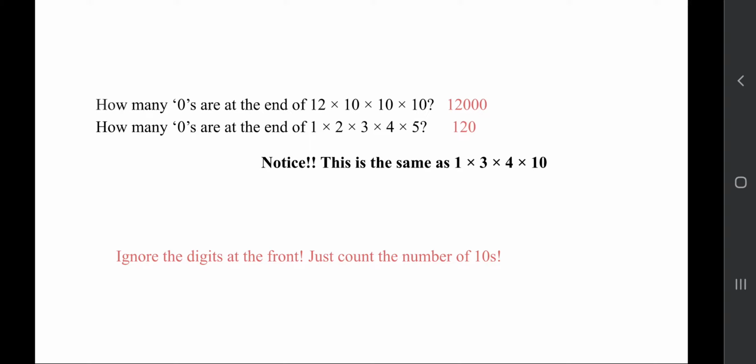Notice! 2 times 5 is still 10. So the whole expression is actually the same as 1 times 3 times 4 times 10. There's still a 10, it's just hidden. And this 10 has been broken up into 2 times 5. Can you break it up even further? No, you can't. It's just 2 times 5. No other numbers can multiply and get you 10. So that's the trick. As long as you notice this, you really can solve a lot more questions.